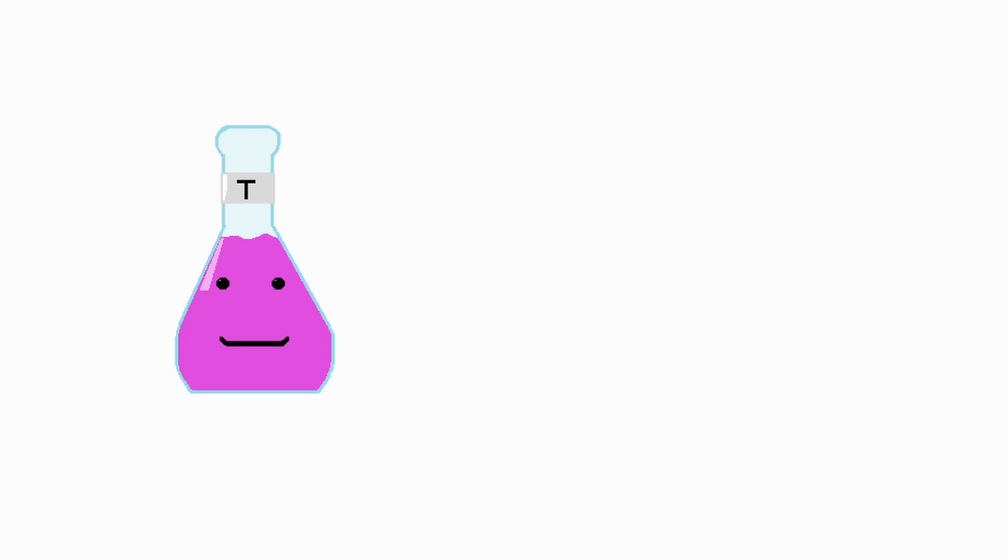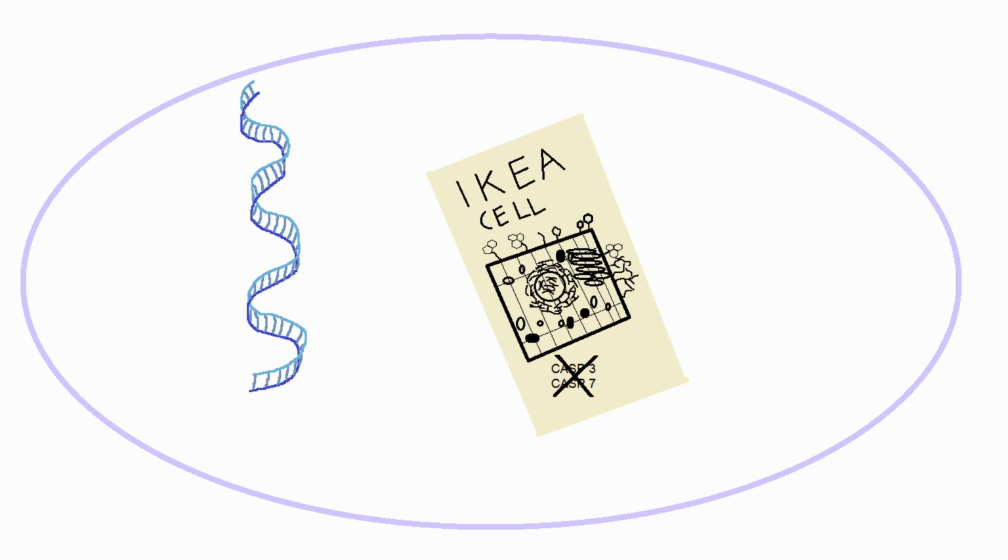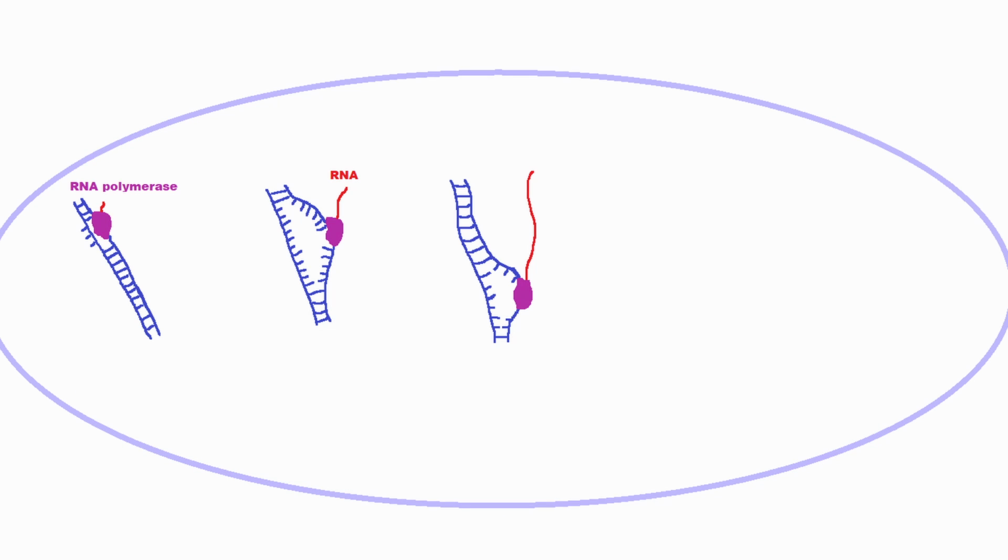First, we're going to look at the normal situation in the cell. This is DNA, a double helix, the IKEA instruction manual of our bodies. It looks very sciencey. This is an RNA polymerase. It's an enzyme that reads one of the two strands of DNA and makes RNA based off of it.